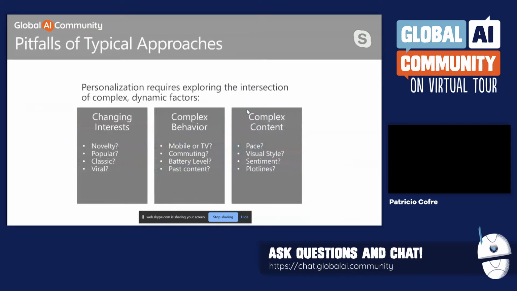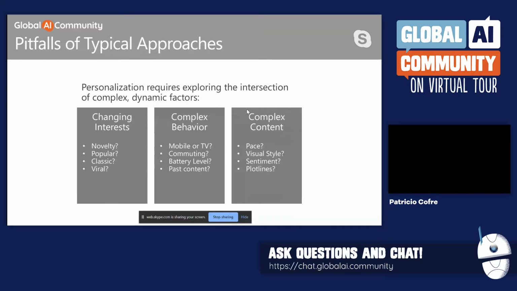Some difficulties of the typical approaches. First of all, personalization requires a lot of exploring on the intersections of a lot of dynamic factors. Not as in a traditional data science setting, where eventually we will collect some data, we will try to learn something, we will put this into production, and it will make inference over the known space that we have. But the reality is a little bit more challenging.